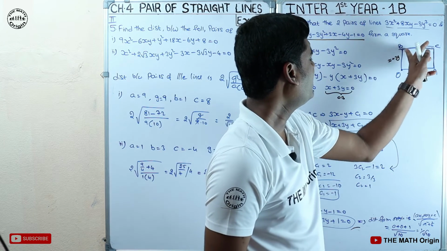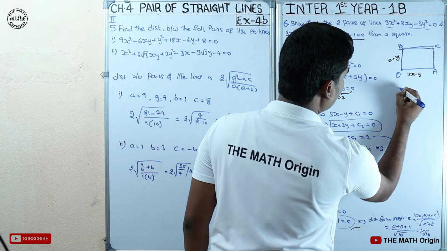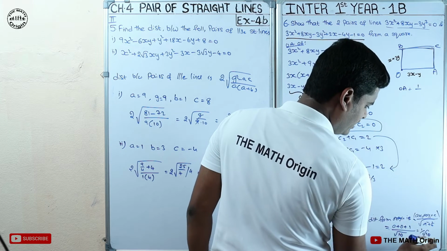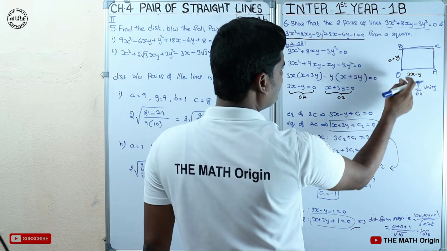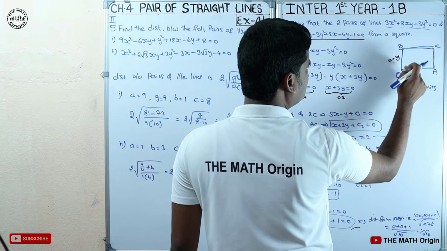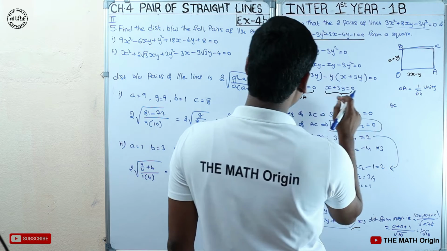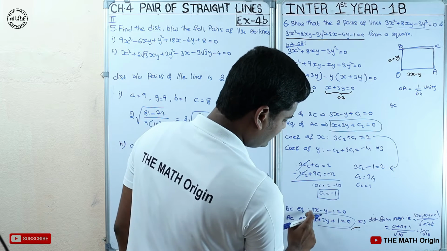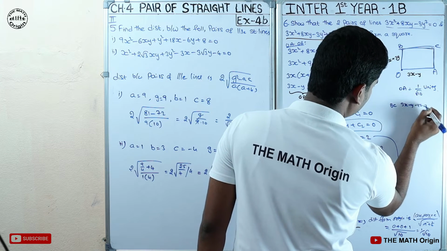In the same case, I want to find the distance from the origin to the BC line. Now we got the distance from the origin to the AC line as 1 by root 10 units. Let's find the distance from the origin to the BC line. So what is the BC line equation? The BC line is 3x minus y minus 1 equals 0.